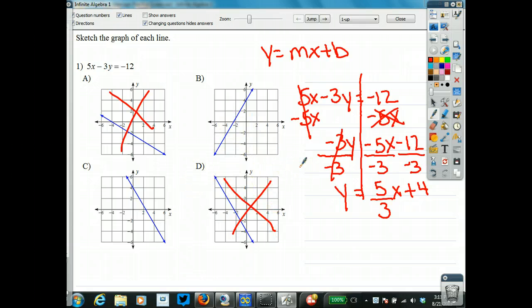So I have to be able to know how to find my slope and actually how to work this. The way I look at it is this: I'm going to start at my y-intercept. I'm going to say, okay, I'm going to start at the 4.